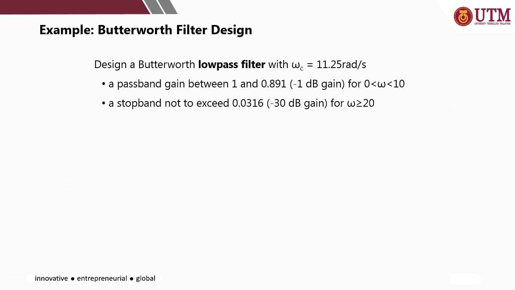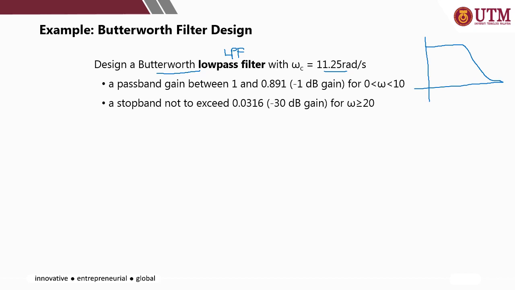Okay, let's look at a quick example. This is to compare the filter order number if you calculate that using an equation or if you use a graph. Design a Butterworth low pass filter with omega c equal to this value. So Butterworth is a flat top, low pass filter.